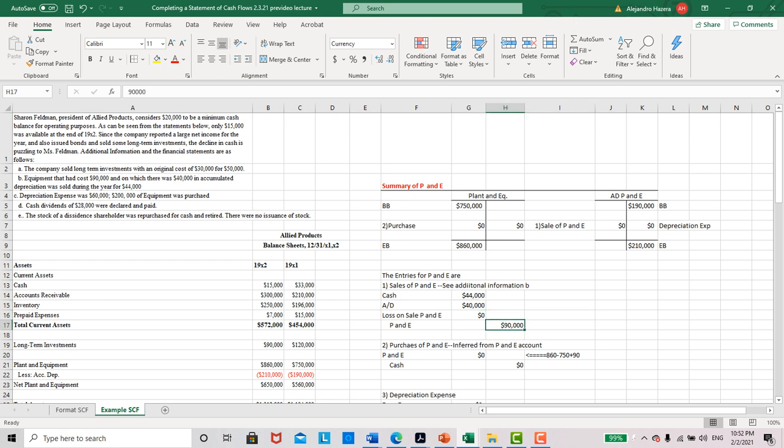So what's happening is if you take the 90 less the accumulated depreciation of 40, net book value of 50, you're selling something worth 50 for 44,000, which means that the plug entry here, and it is a plug entry, is a loss of 6,000. Okay, so I'm going to go ahead and put that in red for lack of any better thing.